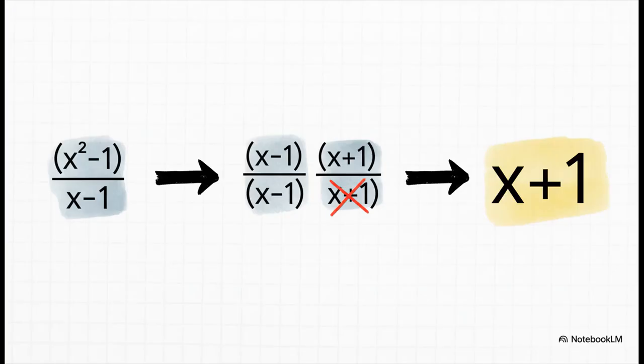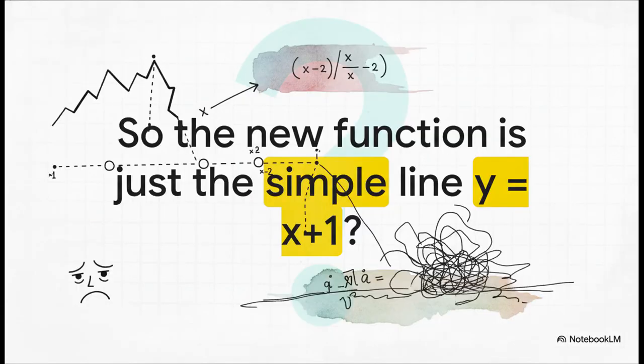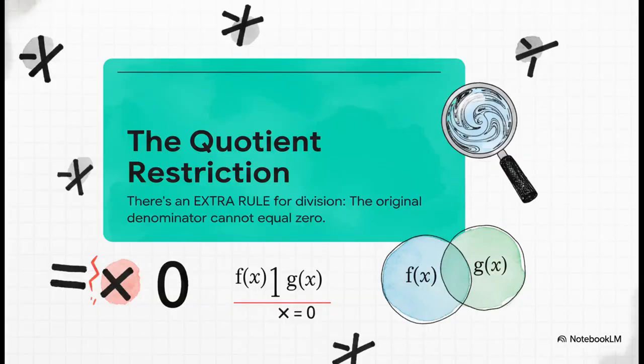Check this out. If we divide x squared minus 1 by x minus 1, you might notice you can factor the top, cancel out the x minus 1 terms, and you're left with this beautifully simple answer, x plus 1. It almost seems too easy, doesn't it? So, does that mean the new function is just the simple line y equals x plus 1? I mean, we canceled the problem away, right? What could possibly be wrong with that? Well, this is what's wrong.